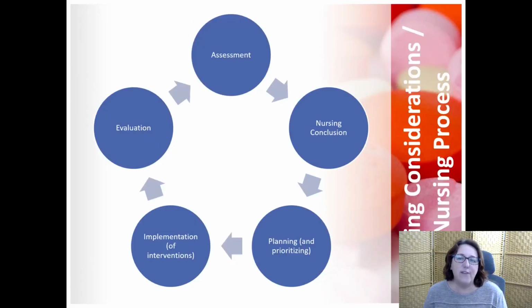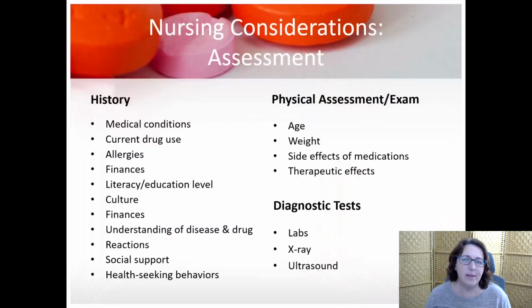Nursing considerations in pharmacology are based on the nursing process, and the nursing process would be assessment, conclusions, planning, implementation, and evaluation. And you're going to discuss this in depth in fundamentals, but we're going to go through how this pertains to pharmacology. So assessment is going to be our data collection. We want to assess a variety of areas and we want to collect our data from a variety of sources. Our patient will be our main source, but we'll also have the family, the chart, other healthcare providers, and pharmacies.